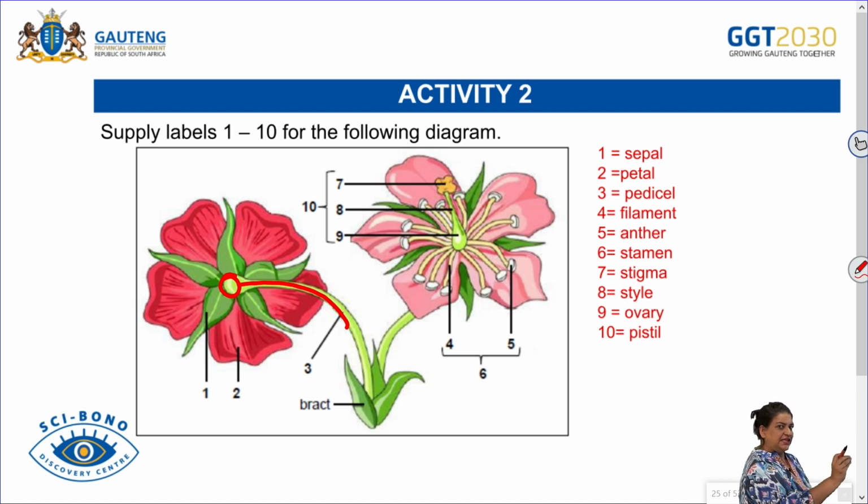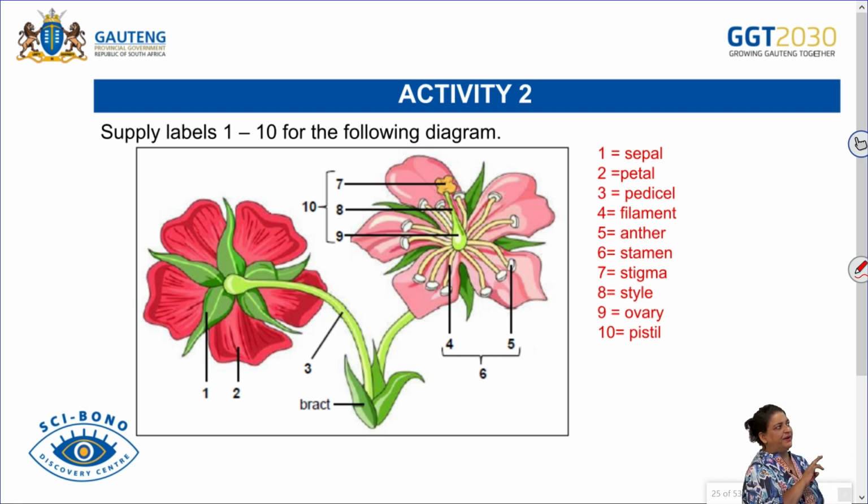It's just protecting that little part of the pedicel. It's for protection. And here you're seeing the actual inside of the flower now. So let's look at it. We said 1 is sepal, 2 is petal, 3 is what? It's your pedicel. That's your receptacle, although it's not labeled.